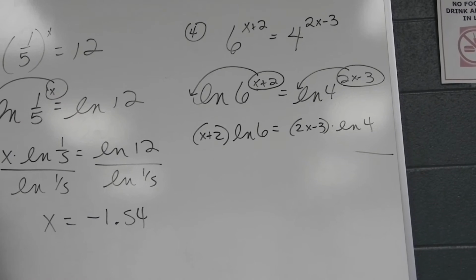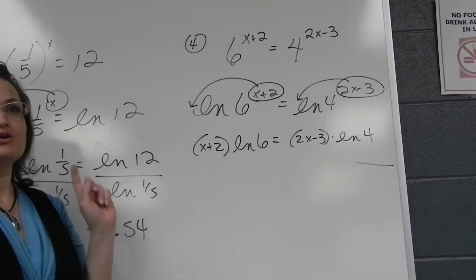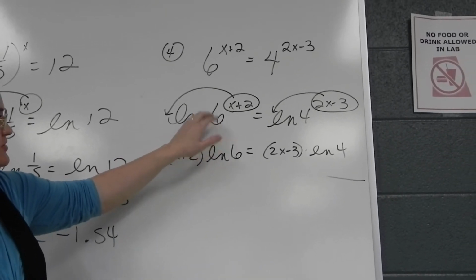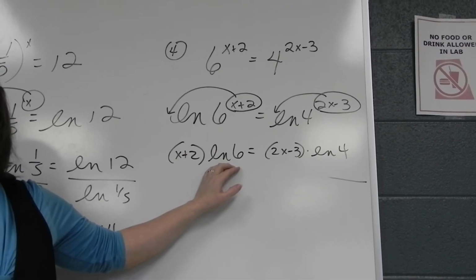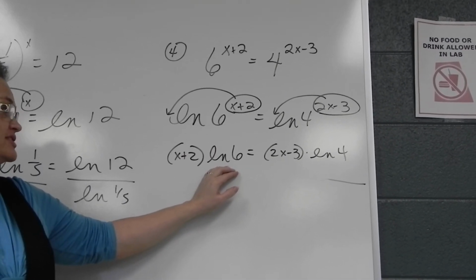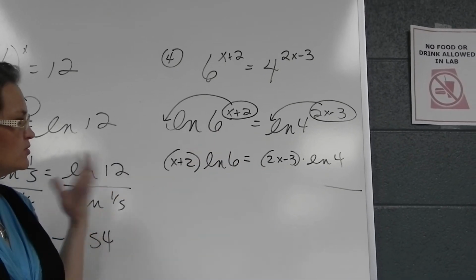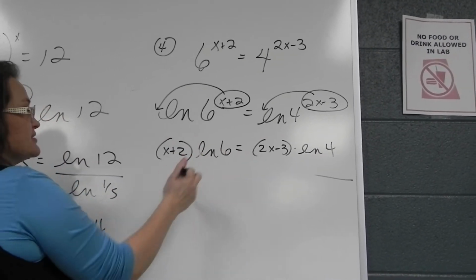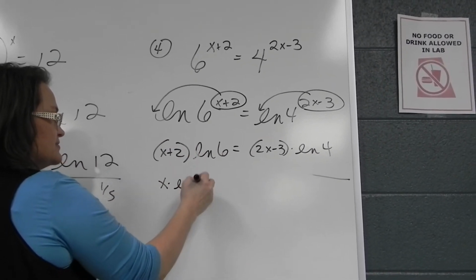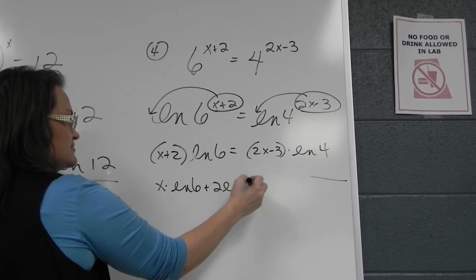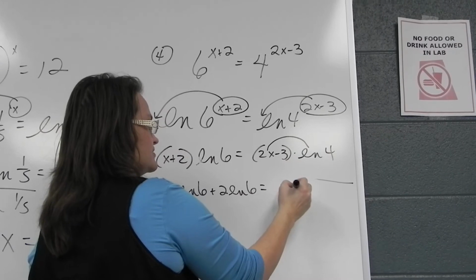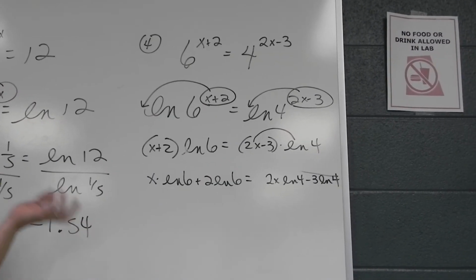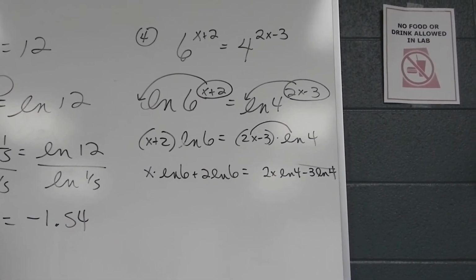And then we have some distributing to do, just like any other number. Now listen, your calculator knows this as a number. It's calculating e to what power is 6. So that is just some constant value. Think of it as a multiplier. Think of it as just a 6 if you want, because it's not a mystical character or something. It's just a constant number, and we distribute constants. So it'll be x times ln of 6 plus 2 times ln of 6. Distribute here, 2x ln of 4, and minus 3 ln of 4. So we're just distributing that constant multiplier that we found.